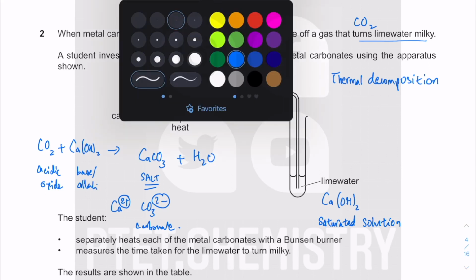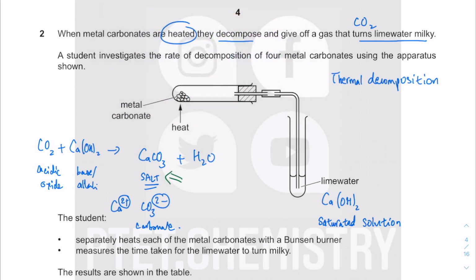If you have learned A level metal carbonates, the group 2 carbonates are not very soluble, so it is insoluble, and that turns lime water milky because it's insoluble in water. It looks like a milky, chalky precipitate, because what you have in chalk or limestone is essentially just calcium carbonate.